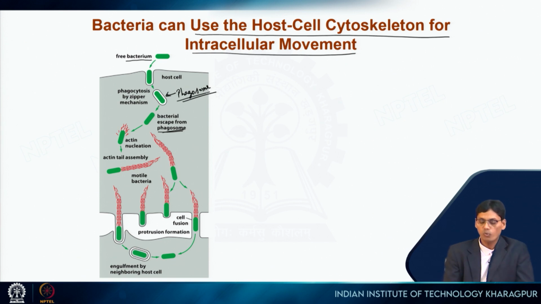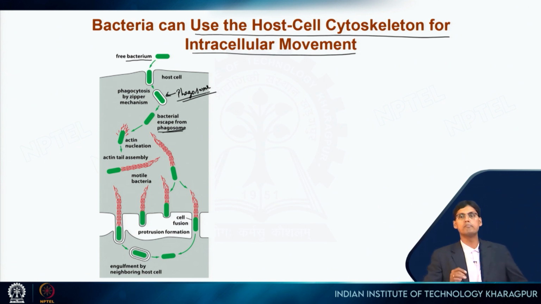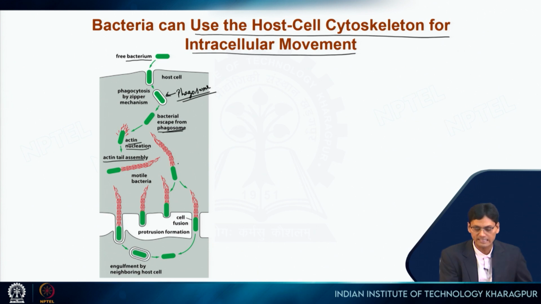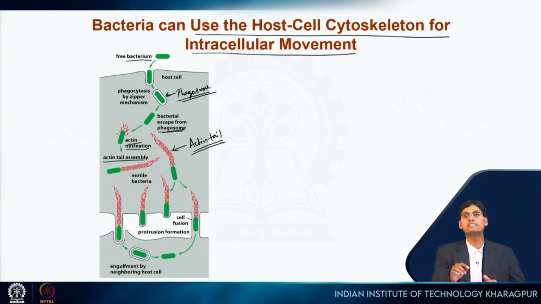So then this bacteria, they are escaping from the phagosome, and they are using host cytoskeletal material, for example, actin. They are actually nucleating actin, and they are making some kind of actin tail. So, this is the actin tail, and they are using this actin tail to move inside the host cell.